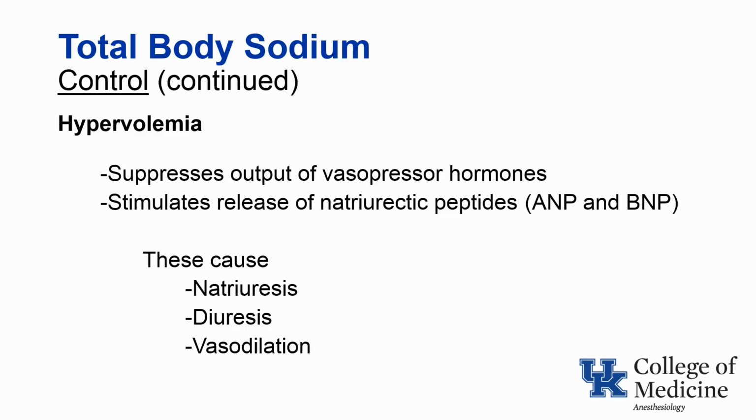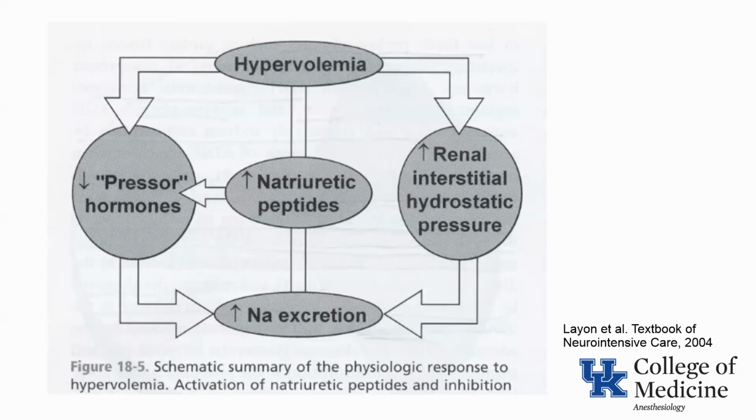Hypervolemia suppresses the output of vasopressor hormones and stimulates the release of natriuretic peptides. These result in natriuresis, diuresis, and vasodilation. Again, this shows diagrammatically the responses to hypervolemia.